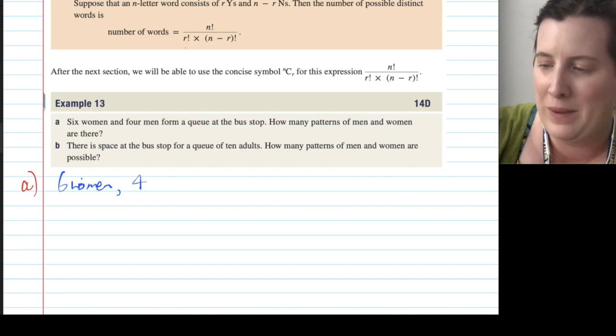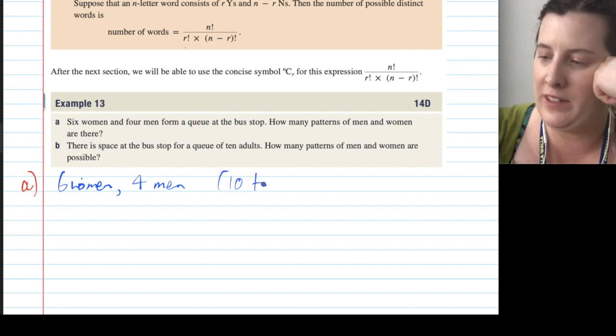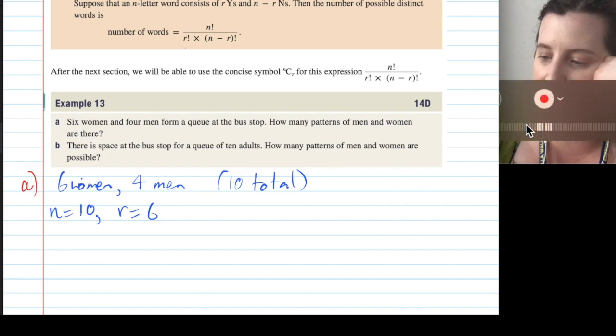W-O-M-E-N, 4 men, yeah? Which gives us 10 total. So here, N equals 10 and R equals 6. And you'll notice the number of men is the same as 10 minus 6.